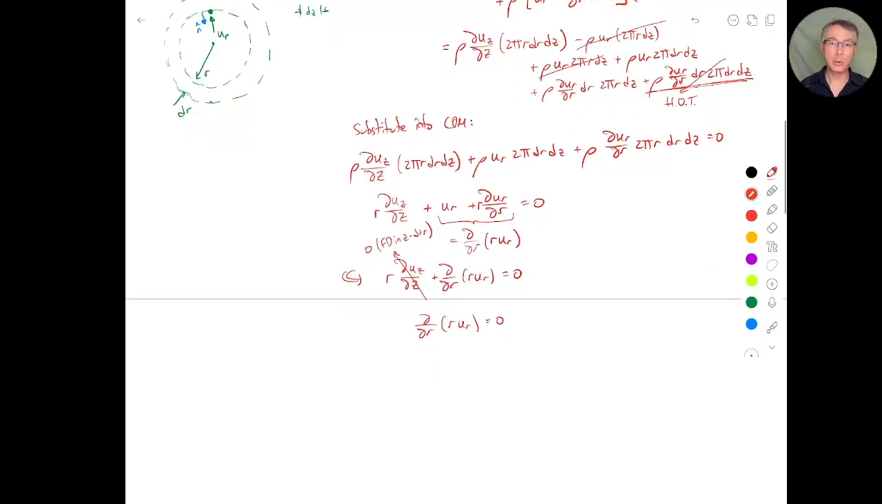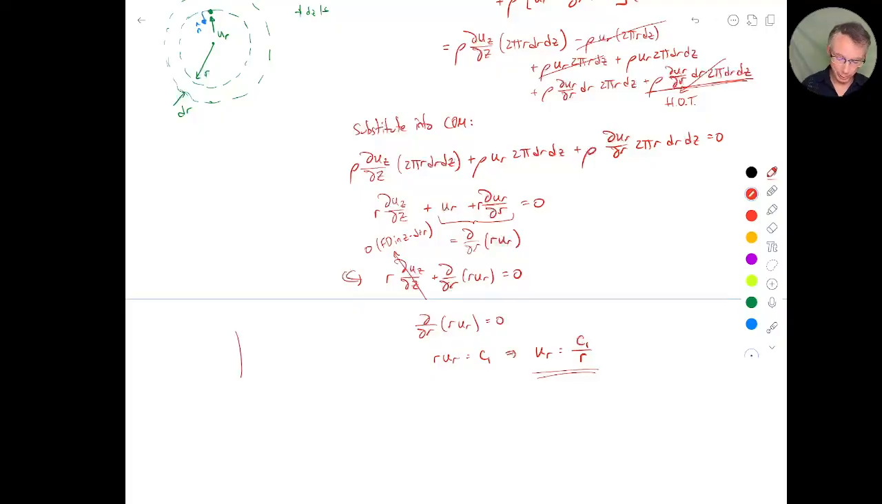I can integrate that once with respect to r, and so I'll get r times u_r is equal to a constant. So that then tells me that u_r is a constant over r, right? So it varies inversely with respect to r. Okay, now if you look at that for a moment, we'd have to apply some boundary condition to figure out what that constant is. Well, let's think about this.